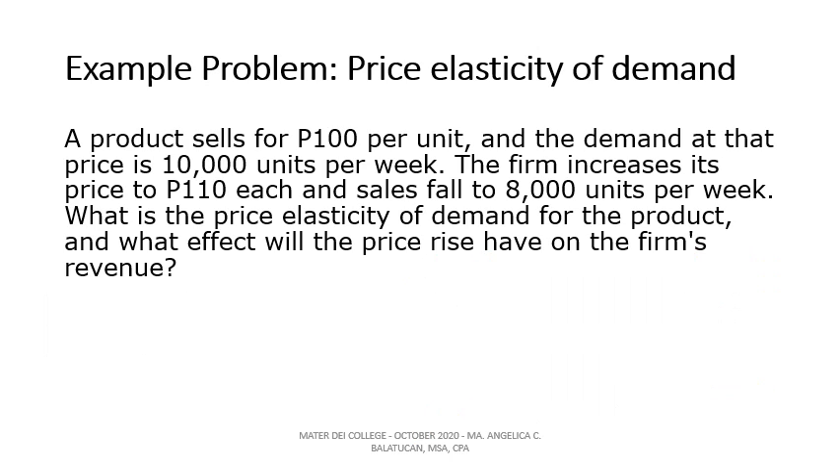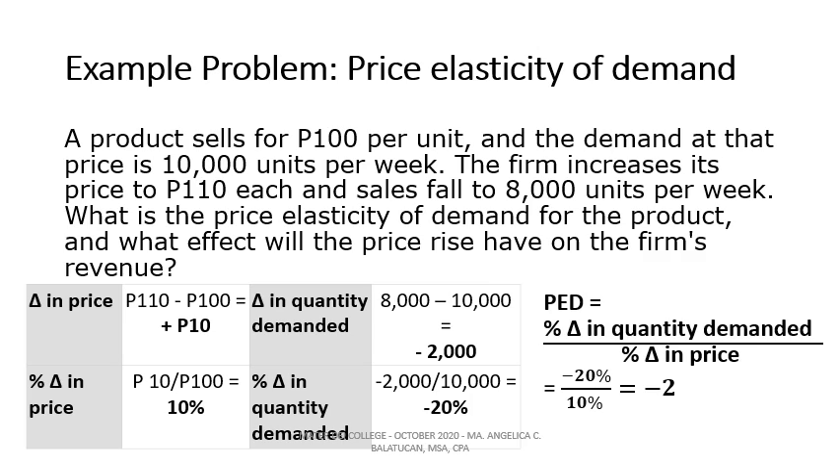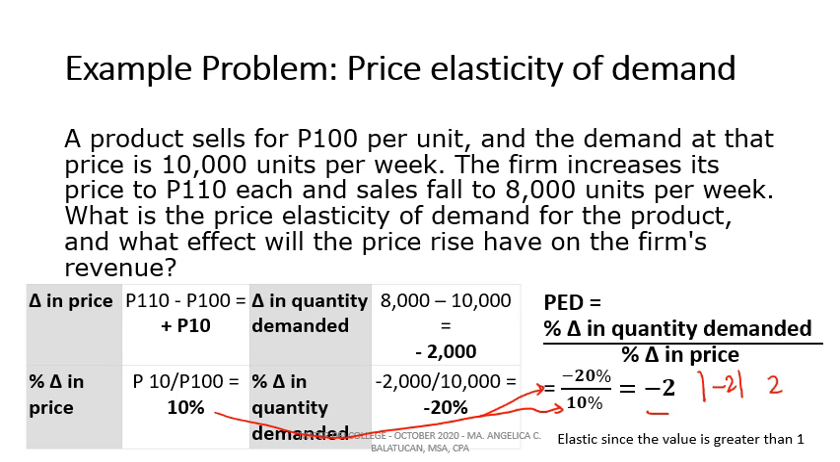So now, let's apply that to the formula. So that's negative 20 over positive 10. So we will get negative 2. Again, we get the absolute value. So we get the absolute value of 2. That's 2. So therefore, that's greater than 1. So that's elastic.